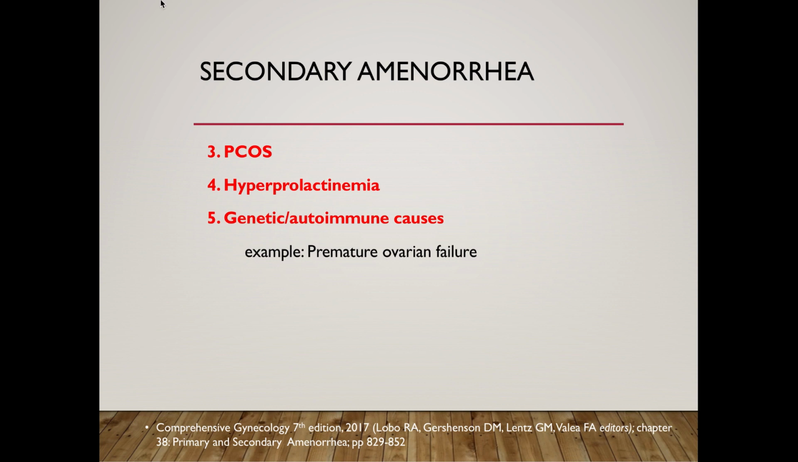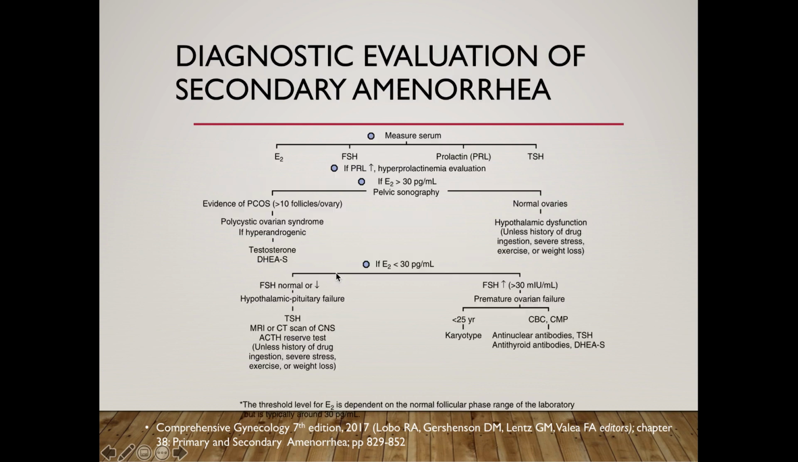And as I've already alluded to in several slides back, PCOS, of course, can cause secondary amenorrhea. Hyperprolactinemia can also be a cause for secondary amenorrhea. And finally, we have the genetic and autoimmune causes, an example of which would be premature ovarian insufficiency.